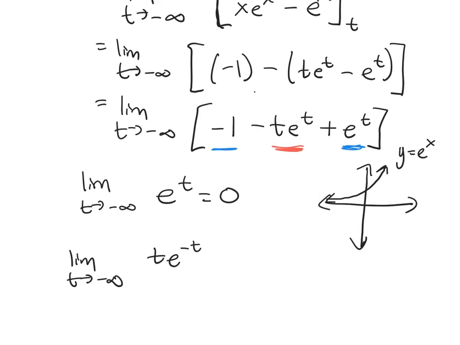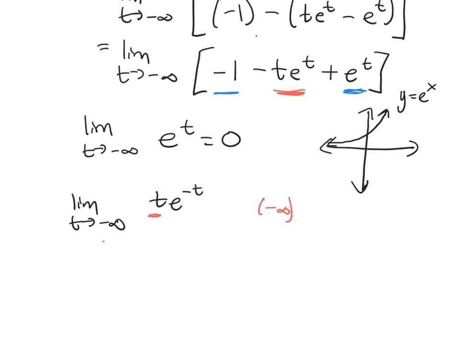This is a product. So let's look at each piece. As t goes to negative infinity, I'm getting negative infinity, right? And then this e to the negative t, you should think of this as being, so maybe I'll do this first. You should think about this as the limit as t goes to negative infinity, t over e to the t.